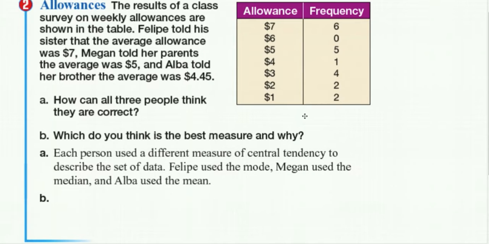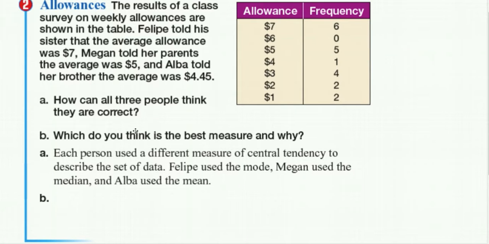That's how Megan was able to get the median. And Alba used the mean, meaning adding them all up. How do you add them all up? It's not simply 1 plus 2 plus 3 plus 4 plus 5 plus 6 plus 7. It's 1 times 2, plus 2 times 2, 3 times 4, 4 times 1, 5 times 5, plus 6 times 0, plus 7 times 6. And then divide them all by the total number of pieces of data, which is 21. That's how Alba came up with 4.45.